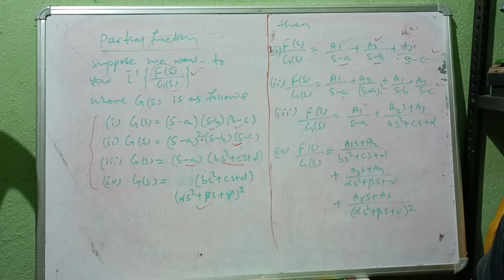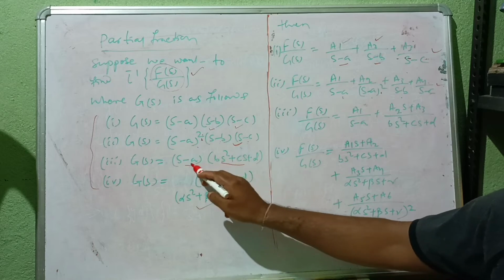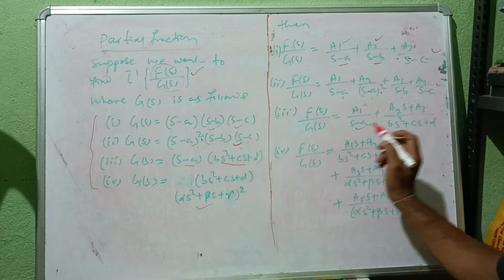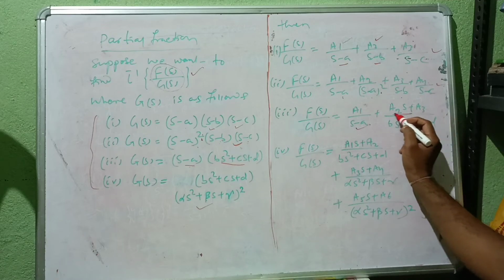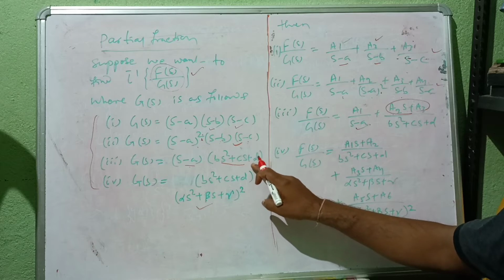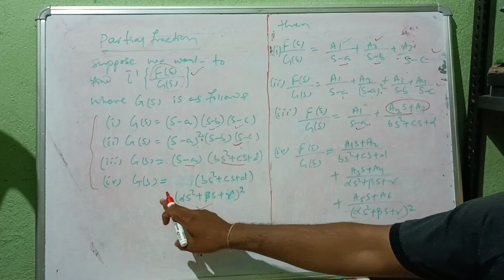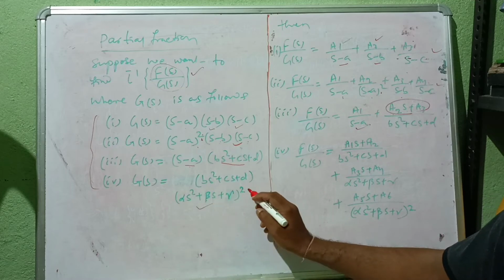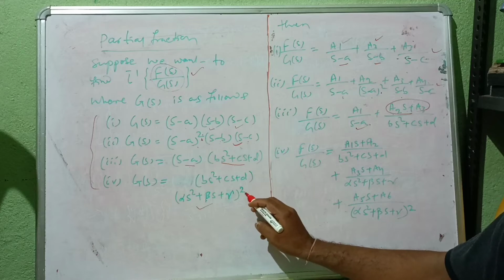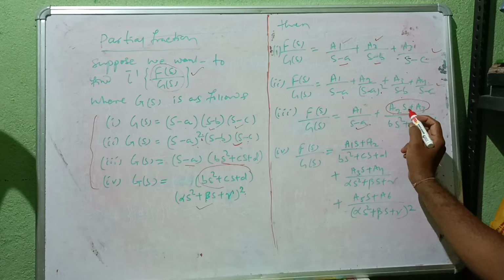Clear? Similarly, in the third case, there is a linear factor and a quadratic factor. For the linear factor, just some constant over s minus a, and for the quadratic, we have to write a2s plus a3 divided by this quadratic factor. Right? And in the fourth case, since there are two quadratic factors but one is squared, for the first quadratic factor, just write a1s plus a2 according to this.